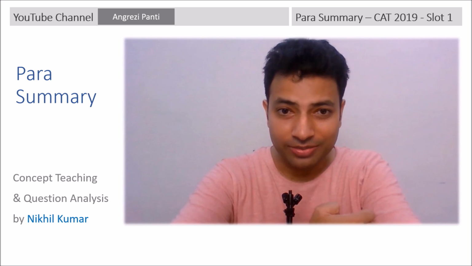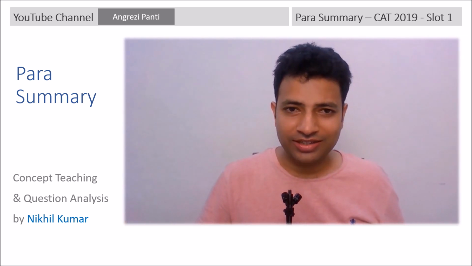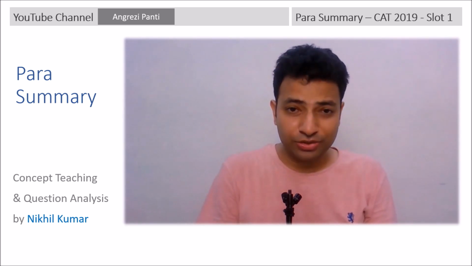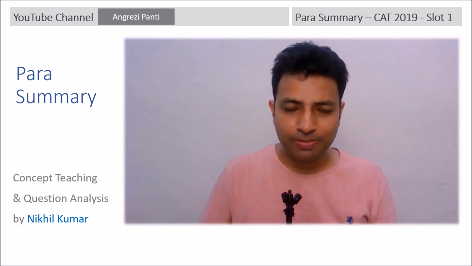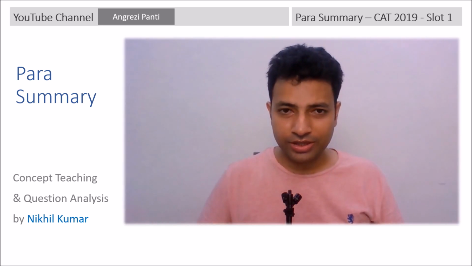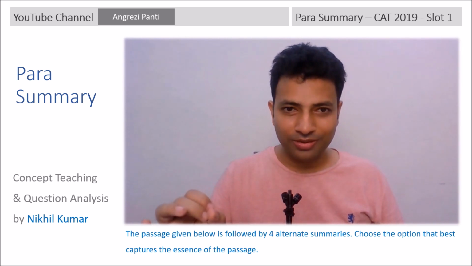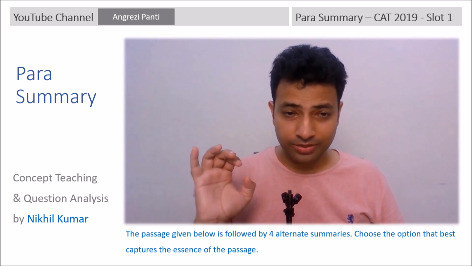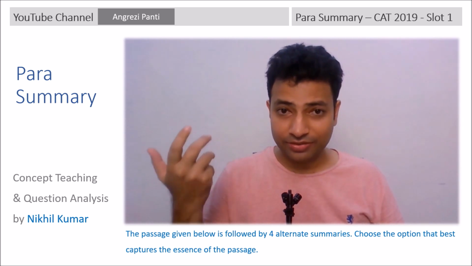So today we are going to discuss a para-summary question which I have pulled out from CAT 2019 slot 1. So it's an actual para-summary question which has shown on a CAT paper. Alright, so let us have a look at it. Let me first read out the instruction for you. The passage given below is followed by 4 alternate summaries. Choose the option that best captures the essence of the passage.